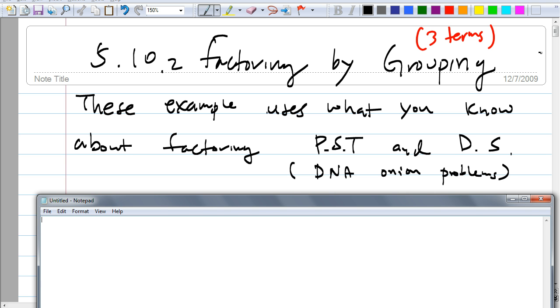So if you have a PST, a perfect square trinomial, how do we get a perfect square trinomial? By multiplying what? Remember perfect squares? How do we get perfect squares, like 4, 25, 100, and so forth? You multiply two of the same numbers, don't you? So how do we get a perfect square trinomial? Raise your hand. Anybody remember?